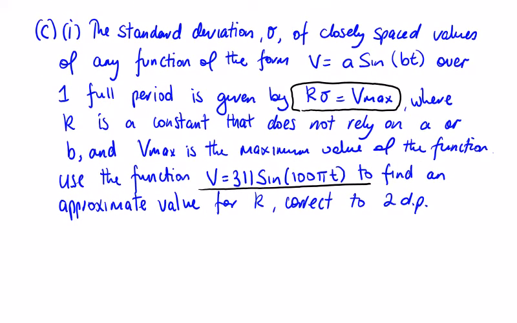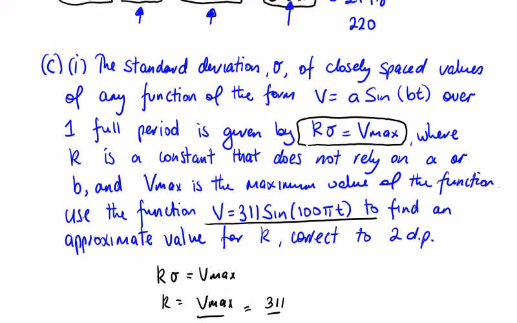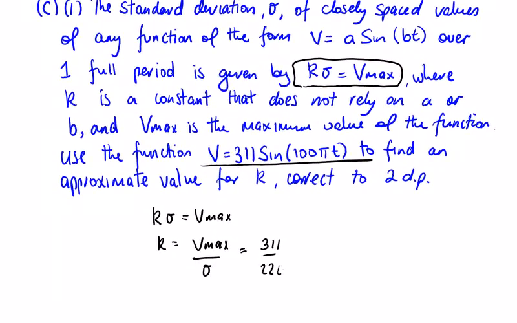So if k sigma is equal to Vmax, then k is equal to Vmax divided by sigma, and we got Vmax to be 311, and above we got sigma to be 220, and 311 divided by 220, correct to, sorry, 3 decimal places in this question, is 1.414.